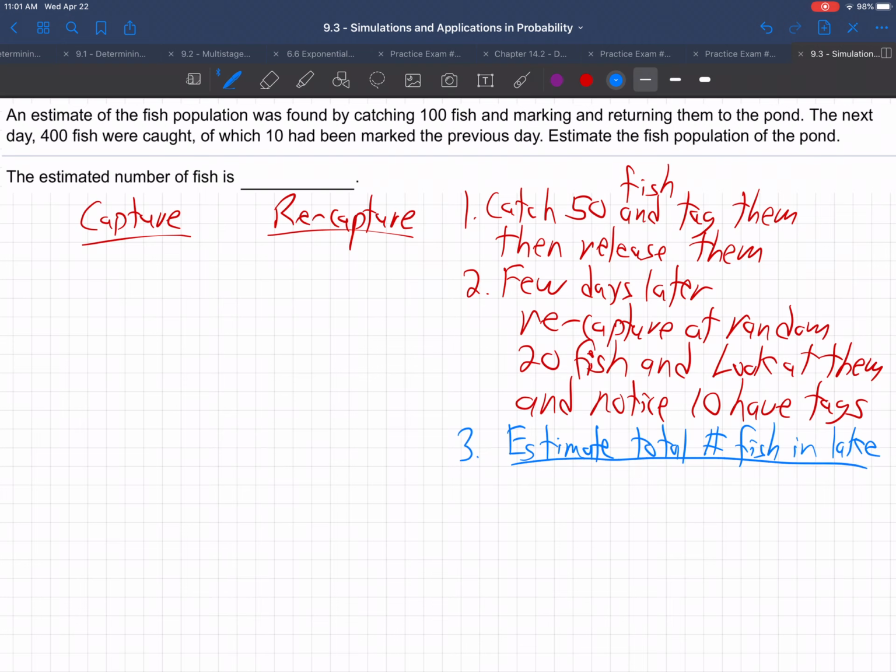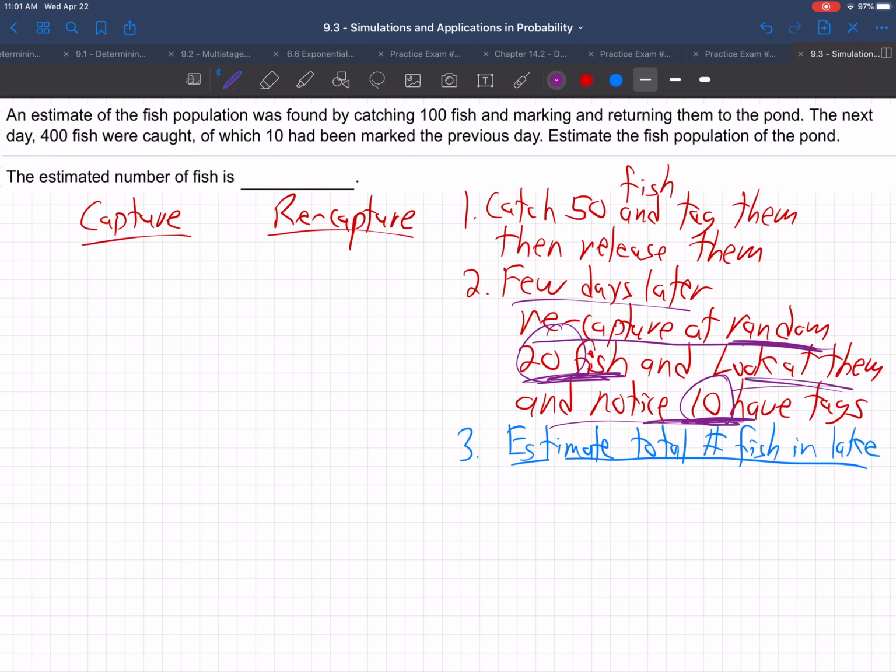Well, think with me. Think specifically about this recapture stuff. A few days later, we recaptured at random. This is where the probability comes in. It's a probability idea. We captured 20 fish just at random. We just randomly threw down a net, pulled up 20 fish, and we looked at them and we say, hey, 10 of them are the fish we tagged a few days ago. So in other words, in your random grab of 20 fish, 10 of them are tagged fish.